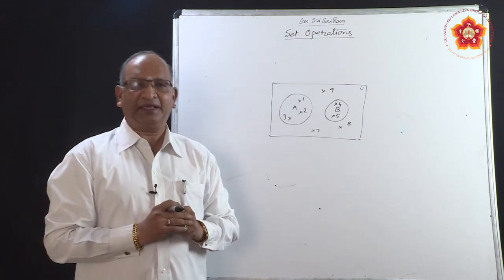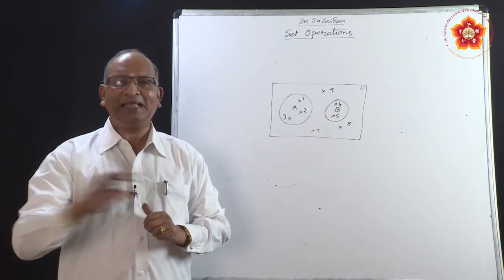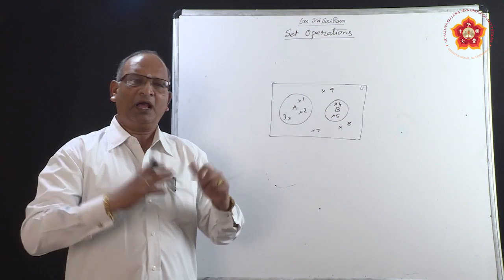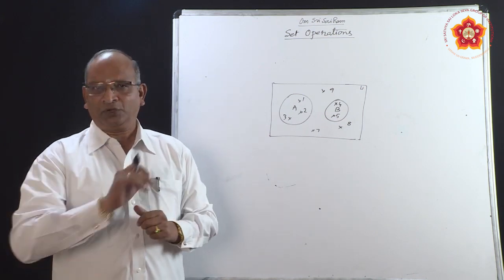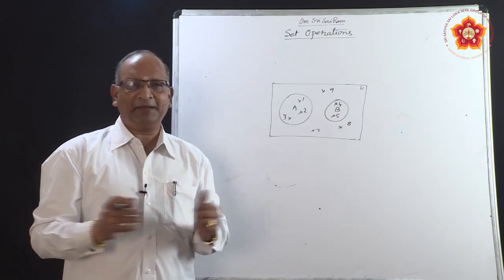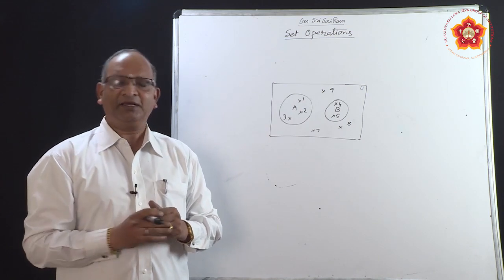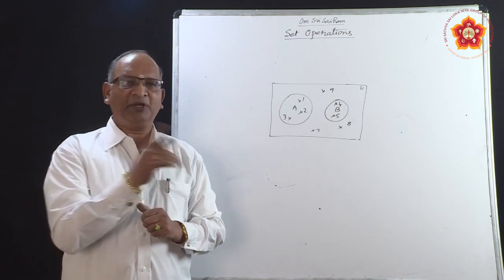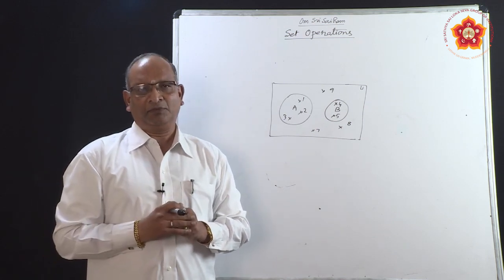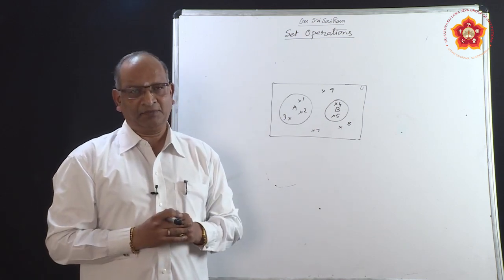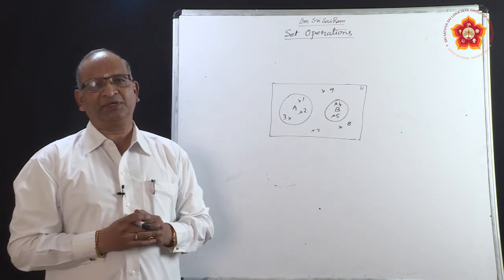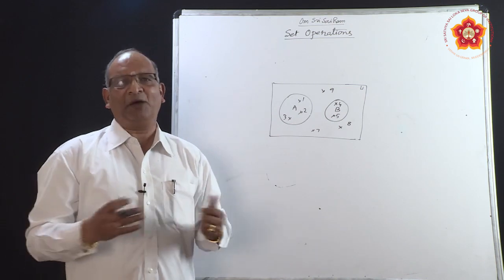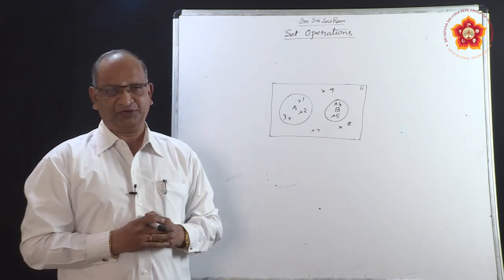So, the rectangle represents a universal set. All other sets are represented with the help of circles of any size. You don't need to use a geometry box to draw a circle here. You can simply draw a circle, a closed figure. Some people even use an ellipse to represent a set. And with the help of these diagrams, we will be able to explain and solve many problems based upon set theory.